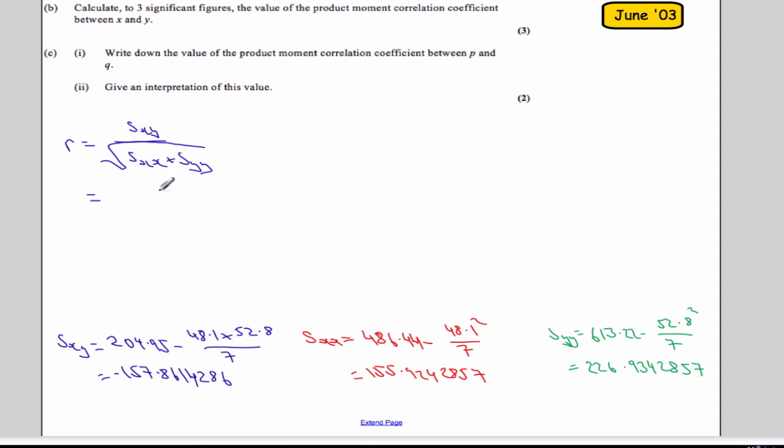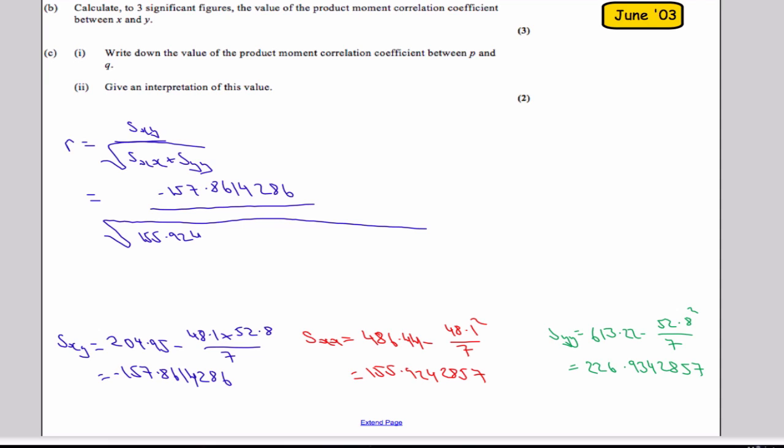so what am I going to write down for the examiner? I'm going to write down that I'm doing minus 157.8614 divided by square root of 155.9242857 multiplied by 226.9342857. So we're going to have as accurate an answer as possible.